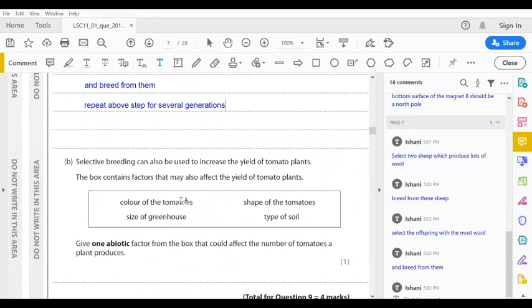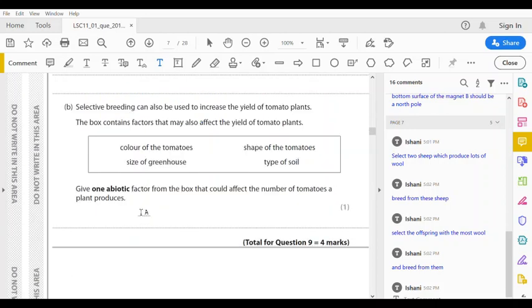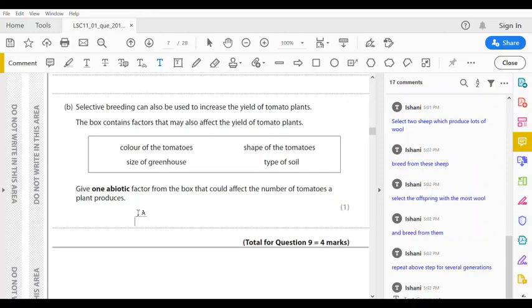Next one, selective breeding can also be used to increase the yield of tomato plants. The box contains factors that may also affect the yield of tomato plants: color of the tomato, size of greenhouse, shape of tomato, type of soil. Give one abiotic factor. Abiotic factors are non-living things which affect the plants. So it should be type of soil.